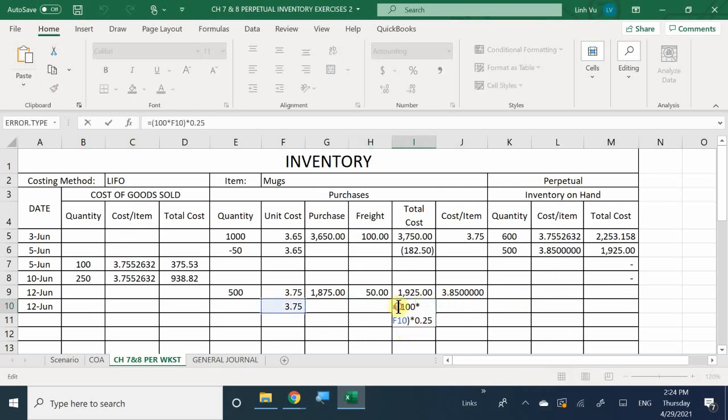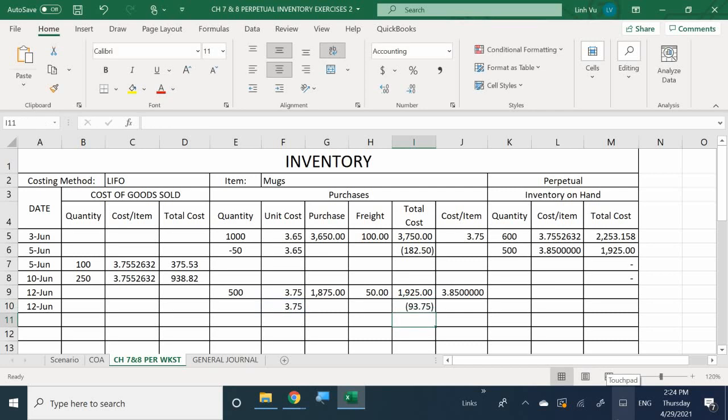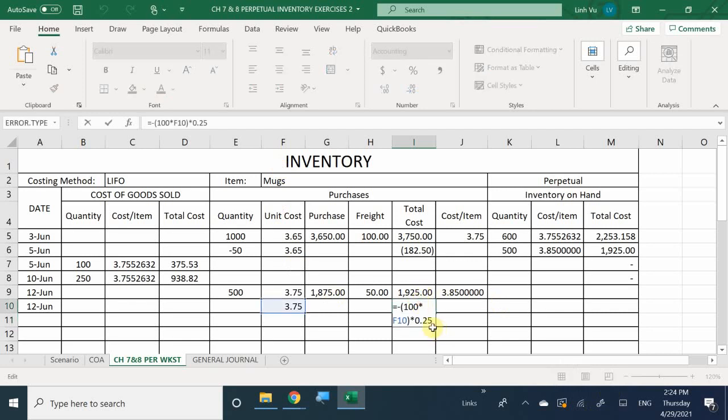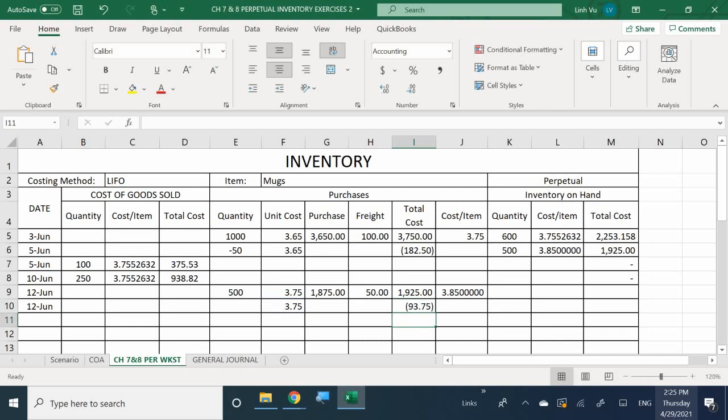Okay, so you could add a negative so that it shows in your books that you tried to return. Well, can I see the formula again? It was a negative 100, right? You could do negative 100, good. That's a good way of looking at it too. So negative 100 times the F9, parentheses, times the 25%. 93.75. So here, we need to make an adjustment to the cost per item once again.